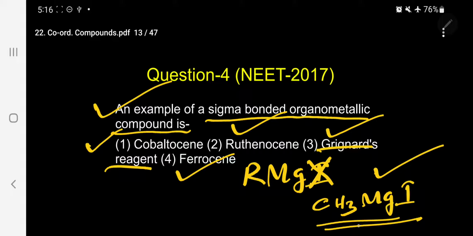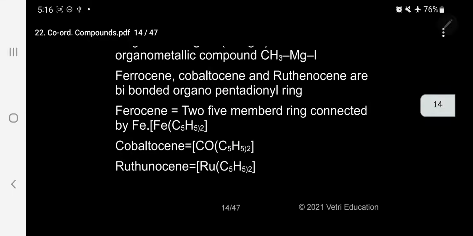It is an organometallic compound because in this case, the interesting information is that CH3 is in the minus form and Mg, the metal, is in the plus form. What about the other three? Kindly follow.